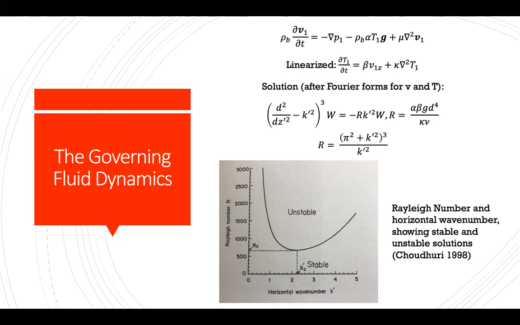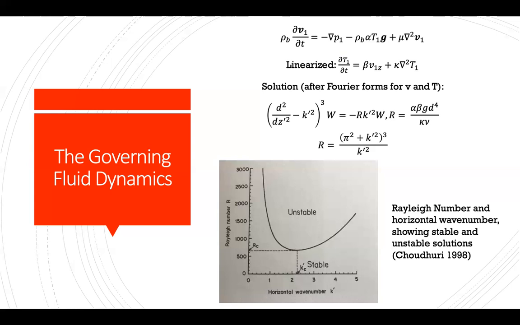After we put in some Fourier forms, guesses essentially for the velocity and temperature profiles, we arrive at the eigenvalue equation, which is shown right here, with the Rayleigh number defined according to this equality. I won't go into all of the terms here, but the most important, I think, is beta, and that's essentially proportional to the temperature gradient which is set up in this system.